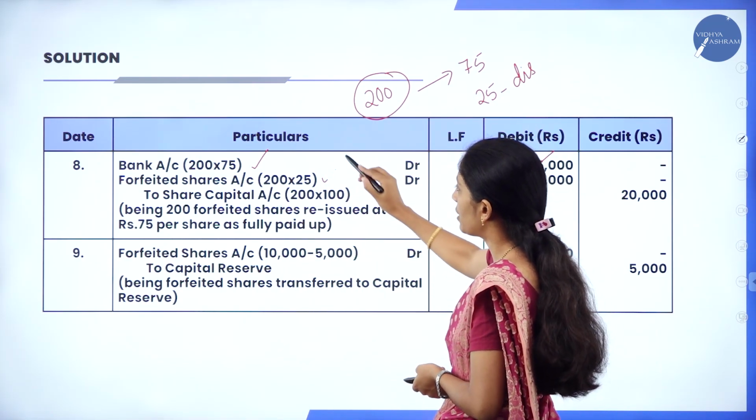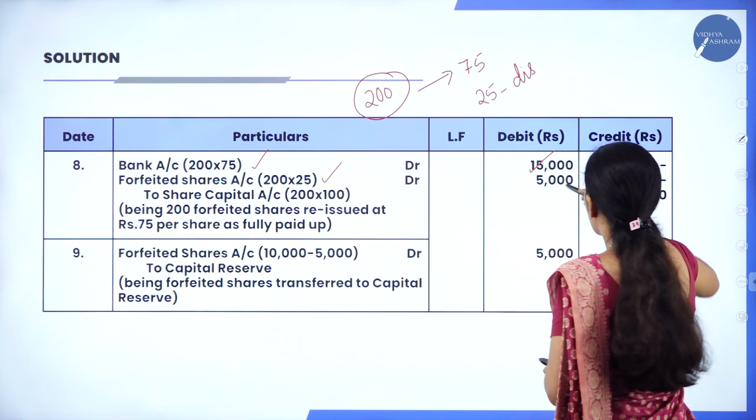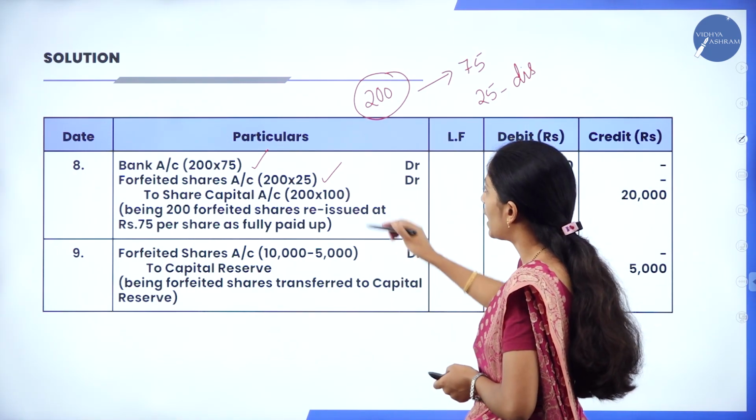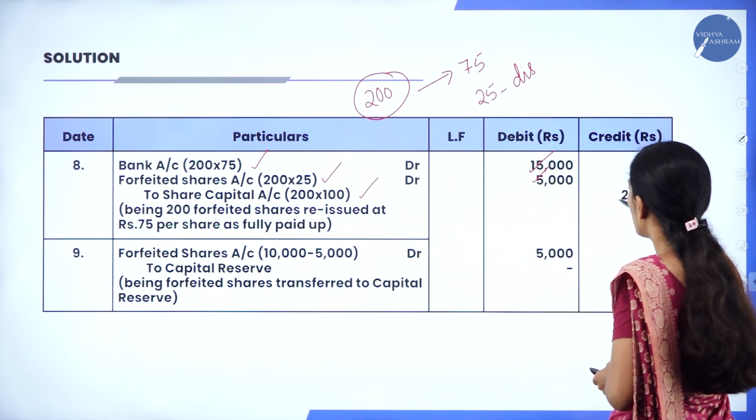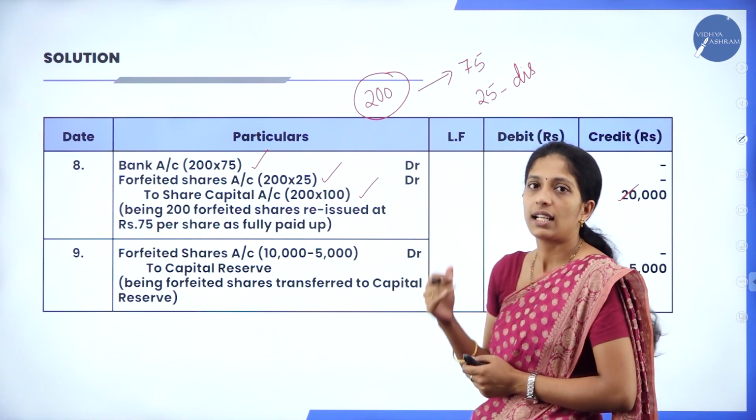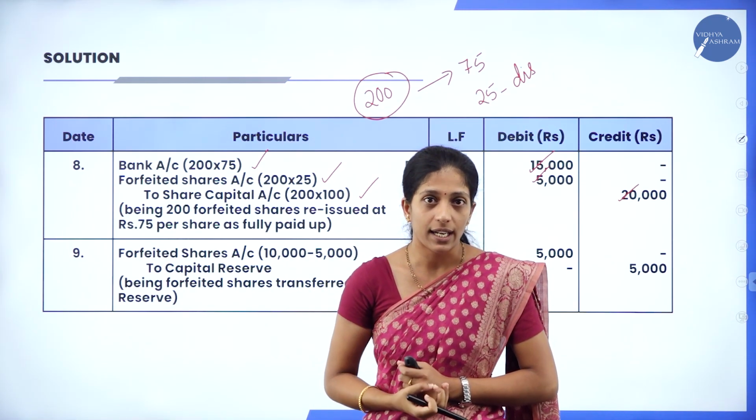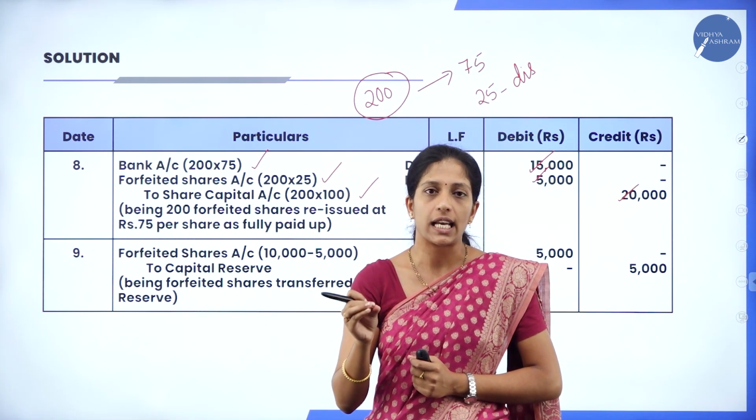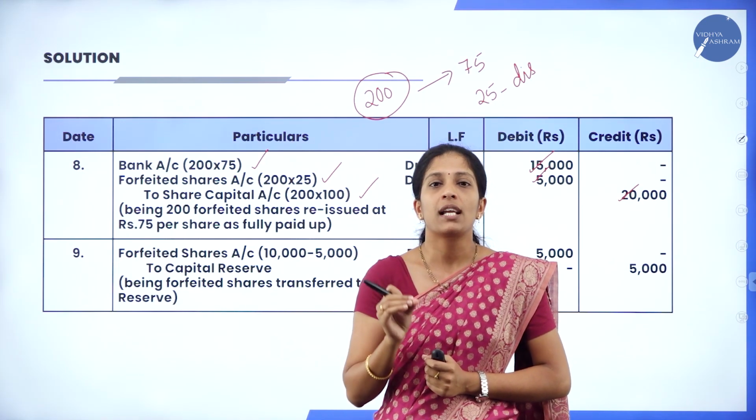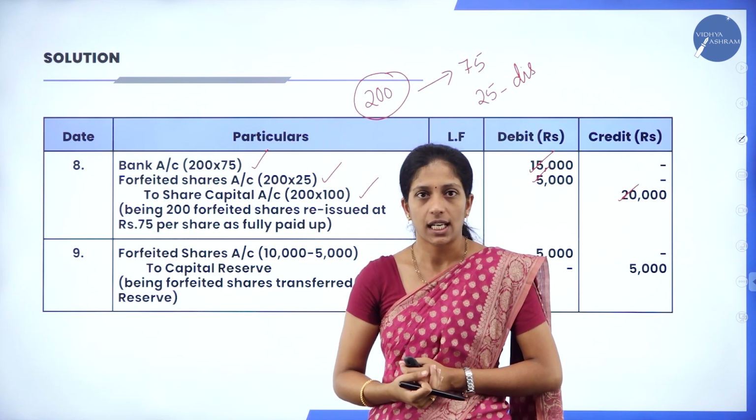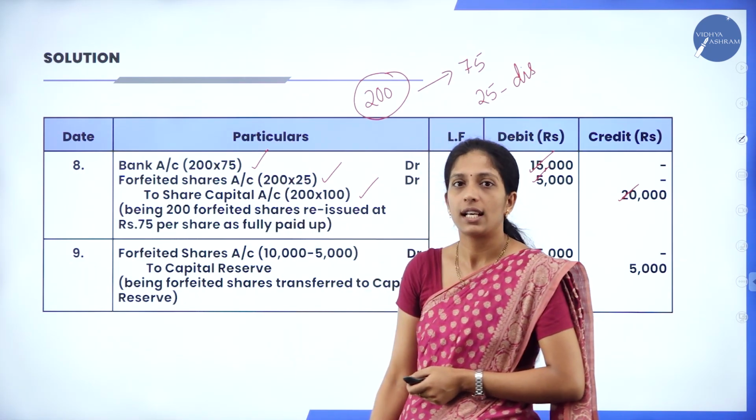Forfeited shares account, 200 into 25. That is 5,000. To share capital account. What is the actual value? 200 into 100. That is 20,000. Write the narration. Being 200 forfeited shares reissued at a discount of rupees 25 each. Or you can write it as being 200 forfeited shares reissued at rupees 75 each. So this is the entry on reissue.